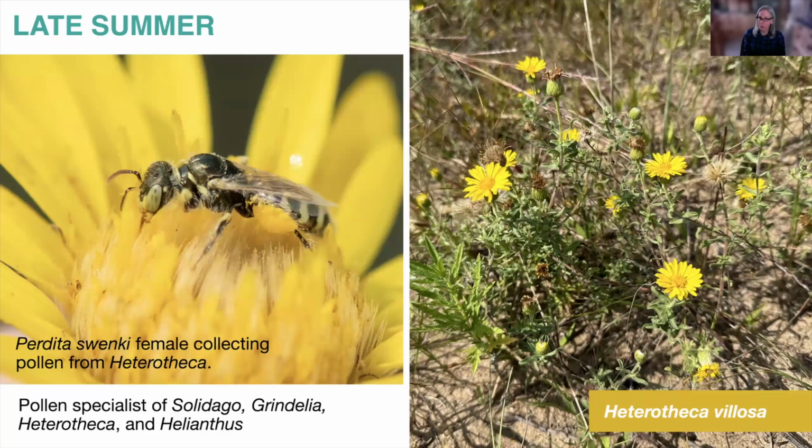And here is the picture of the Heterotheca, and it is supporting a number of specialists, including this fairy bee, the Swank's fairy bee, a very tiny bee. So the Perdita are some of the smallest bees that we have in North America. Some are maybe a quarter to half the length of your baby fingernail, for context. And so they are typically looking for easily accessible floral resources, and that's often what they're specializing on.